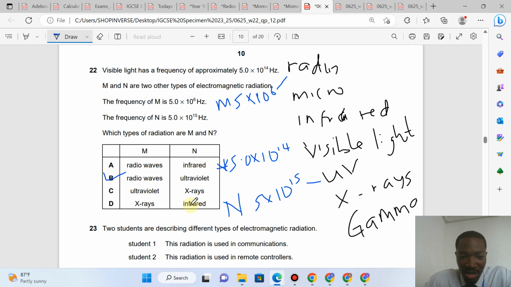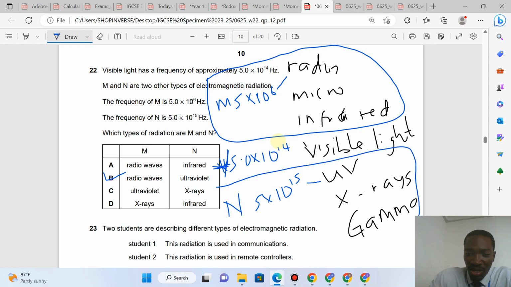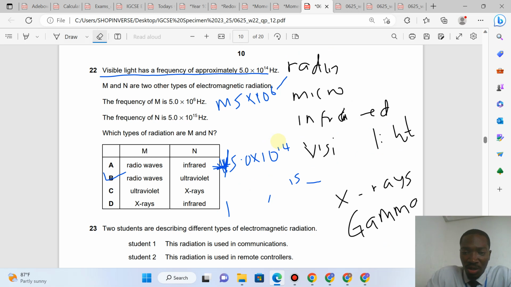Then D, we have X-ray, and can M be X-ray? X-ray is down here, and the frequency of M is lower than the frequency of visible light. So M can only be one of these because these are the rays that have frequency lower than the frequency of visible light. And N can only be one of these because these are the only rays whose frequency is higher than the frequency of visible light. That's why we're given the frequency of visible light in the question. So B is the only option that satisfies those conditions. So B is the correct answer to question 22.